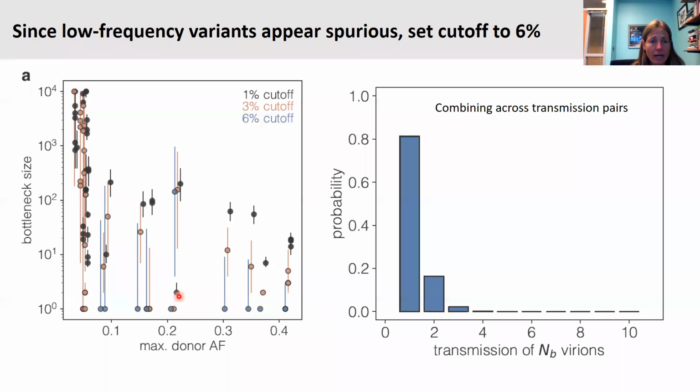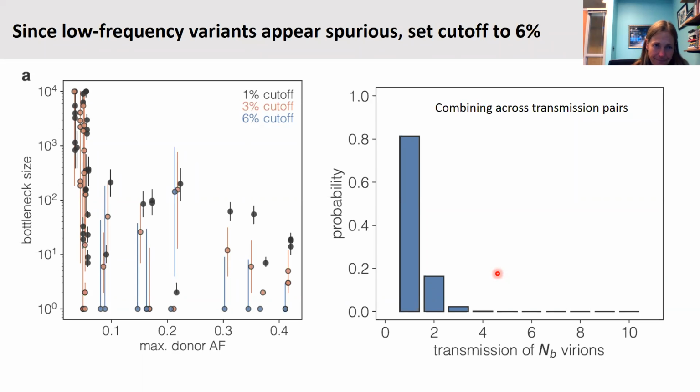So combining this across these transmission pairs, just to get a more robust estimate, what we find, by fitting a zero-truncated Poisson distribution, is that in on the order of about 80% of transmission events, we expect it to be seeded by only about one virion. In about 15%, it's two, and so forth. So over 99% of transmission events are seeded by between 1 and 3 viral particles. So we think the bottleneck size is very consistent with that of seasonal influenza.